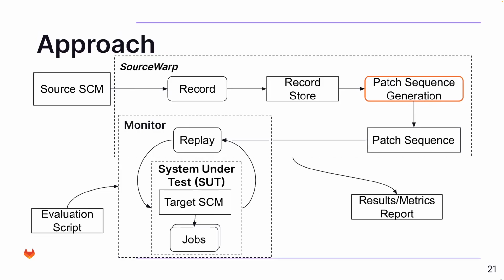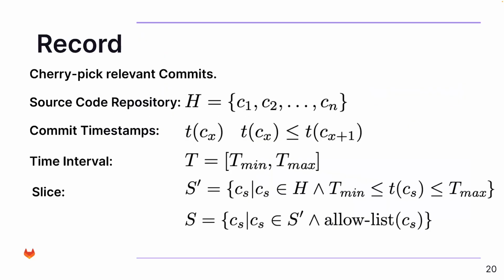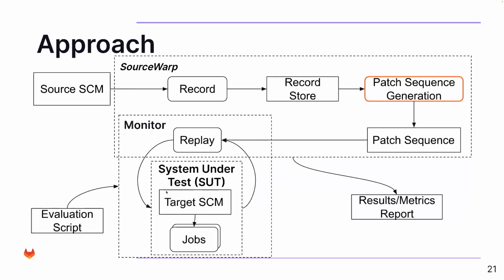So then we have our slice, S in this case, and we store this in the record store. This record store is then used by the patch sequence generator, which generates a patch sequence. That's the sequence we are going to replay on the target system.